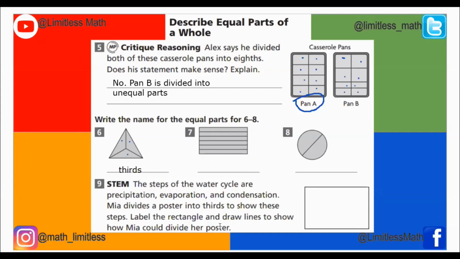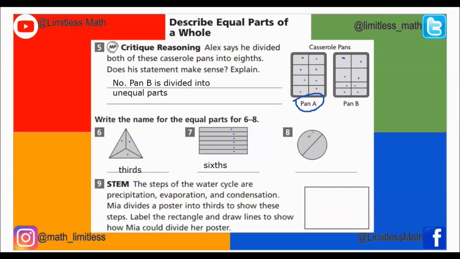Question 7, how many parts do we have here? Or how many equal parts? 1, 2, 3, 4, 5, 6 equal parts. So this would be 6. THS on the end, 6.